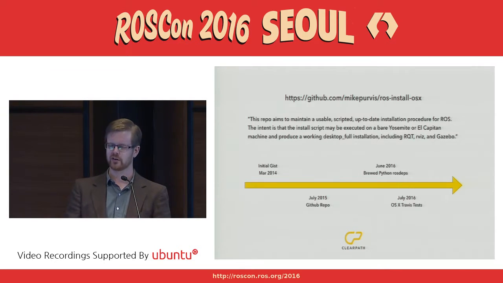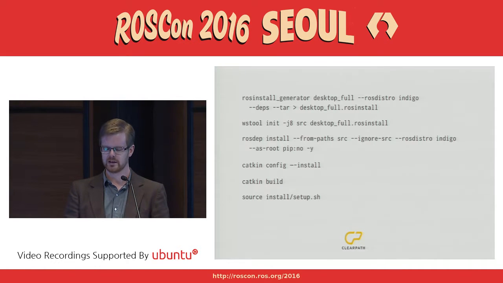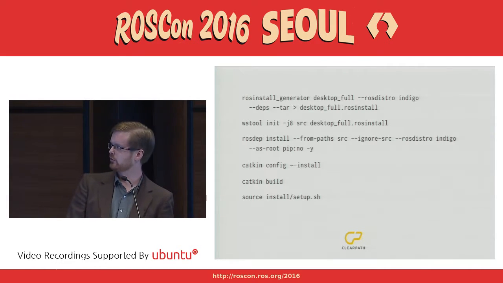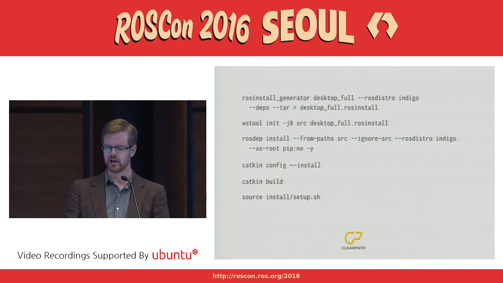Anyway, just to give people an idea of what goes on in there, ROS install generator is able to take that package, and then there's a few flags that say which distro you want, and then you tell it you want all the dependencies, and you want tars, and you put in a rosinstall file, and then wstool is able to populate that workspace with all of those repos. And then we use rosdep to install dependencies. This is the OS X version. And then catkin tools is able to build that massive workspace.